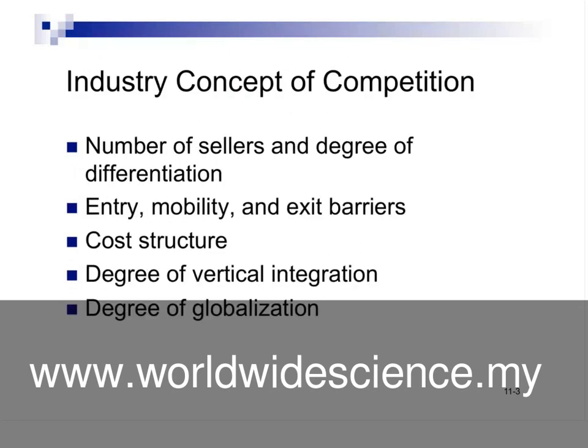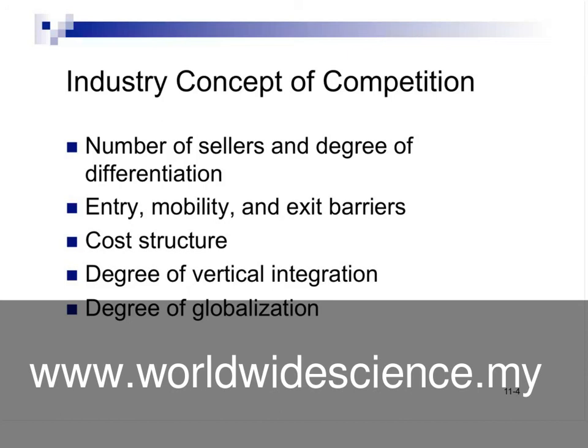So what is the concept of competition? So basically, here we have competition going on. So number of sellers and the degree of differentiation. So basically, how the competition forms is that number of sellers and the degree of differentiation. So there are a number of sellers who are selling the product, and how different their products are from other providers in the market. That's very important in making the competition form.